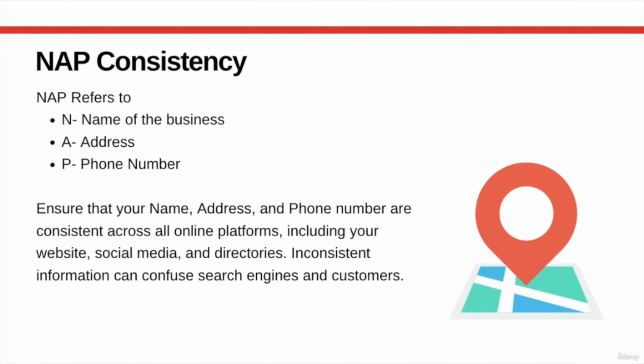NAP consistency. NAP refers to N, name of the business, A, address, P, phone number. Ensure that your name, address, and phone number are consistent across all online platforms, including your website, social media, and directories. Inconsistent information can confuse search engines and customers.